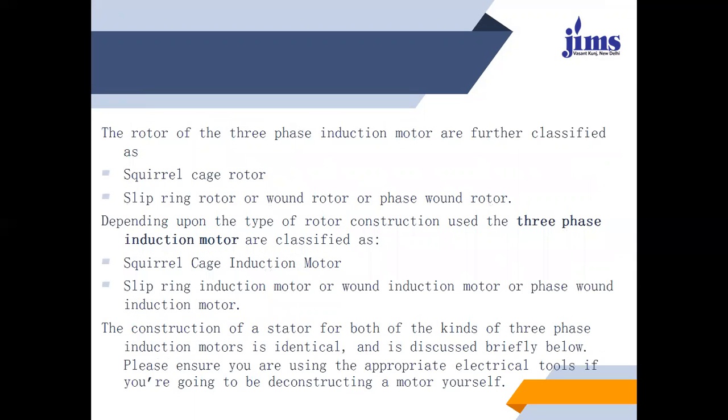The rotor of the three-phase induction motor is further classified into two categories. The first is the squirrel cage rotor. The second is the slip ring rotor, also called the wound rotor or phase wound rotor. Depending upon the type of rotor construction used, the three-phase induction motor is classified as a squirrel cage induction motor or a slip ring, wound, or phase wound induction motor. The construction of the stator for both kinds of three-phase induction motor is identical and is discussed briefly.